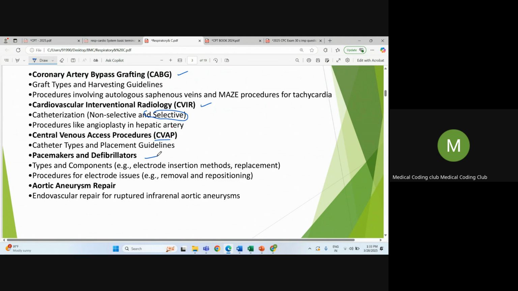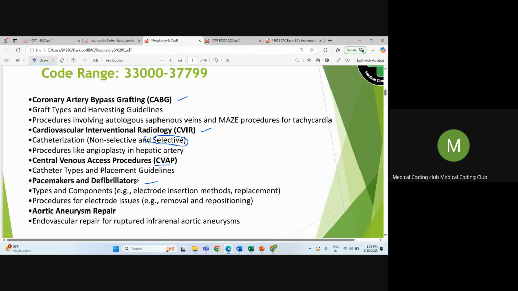Either they'll question about pacemaker or defibrillator. Both are important. You should know what components are there in a pacemaker as well as a defibrillator, and if they are only removing the electrode, or only removing the pulse generator, or completely removing the entire pacemaker, how to code each part by part. Then easily you can secure marks in pacemaker and defibrillator also. And then aortic aneurysm repair. So these are 5 definite concepts, and you should go through all of this.